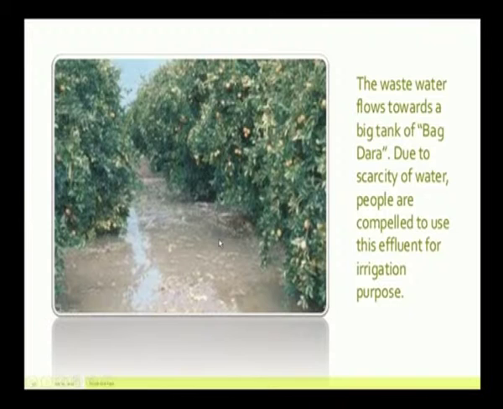The wastewater flows towards a big tank of Bagdara. Due to scarcity of water, people are compelled to actually use this dirty water for irrigation purposes, and you can imagine the consequences of that. Because of the polluted water being used for irrigation, the plants and the grains that are getting irrigated are also getting affected, and that in turn affects the food cycle and the human beings who are eating the food.